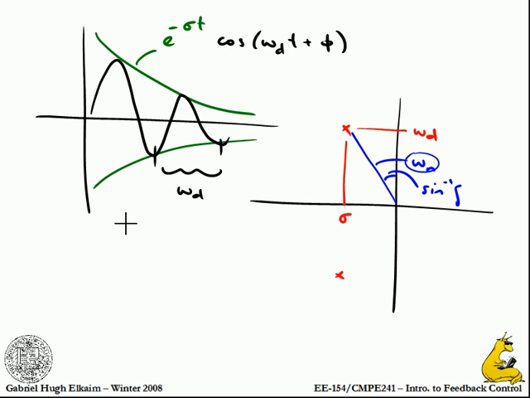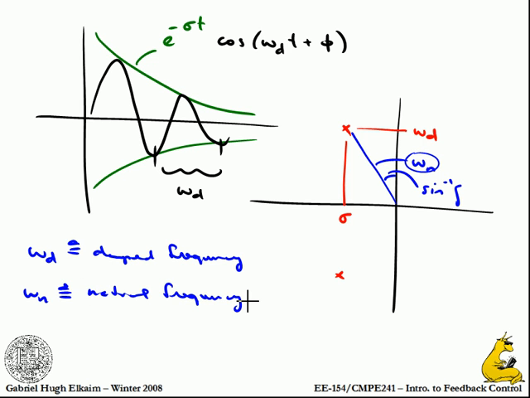What is omega n? It's a natural frequency, right? So omega d is the damped frequency. Omega n is the natural frequency. Do you guys know the difference? What's that? Right. Did everyone hear that?